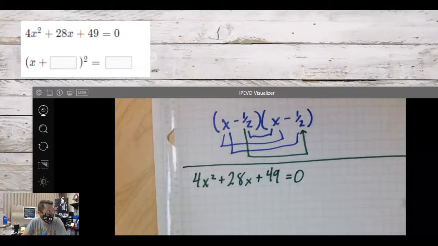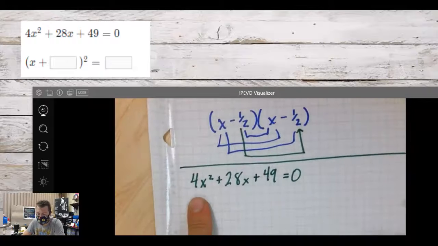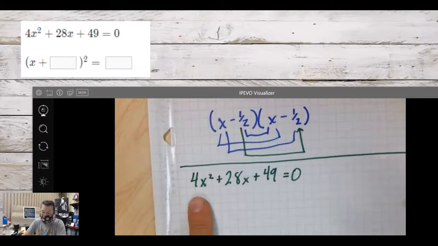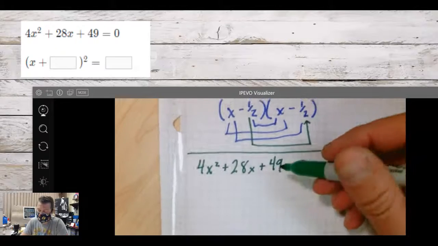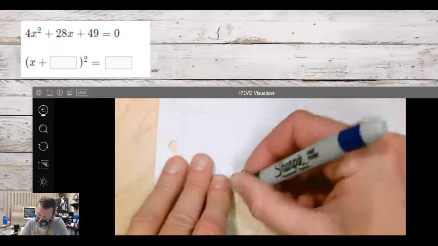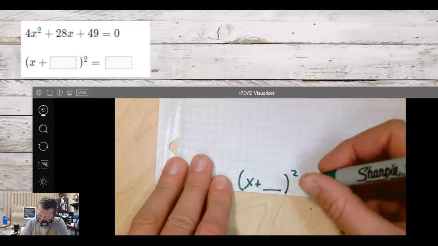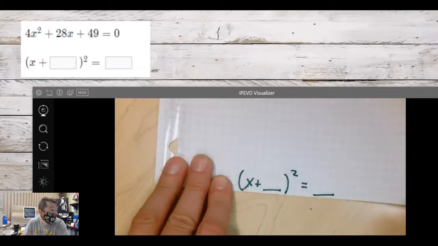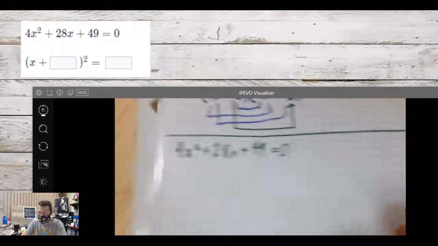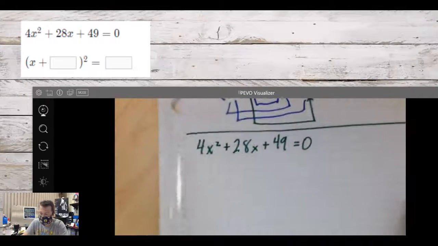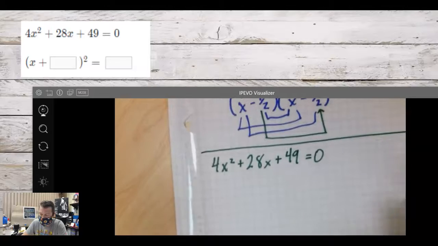Alright, so we got another complete the square problem here. This one looks like it's going to work out terribly because we have the number 49 with a leading coefficient of 4. So similar to what we just talked about, if we want to get into the form of just 1x plus something squared equals something, we know that we got to get rid of that leading coefficient of 4, so we're going to start by dividing everything by 4.